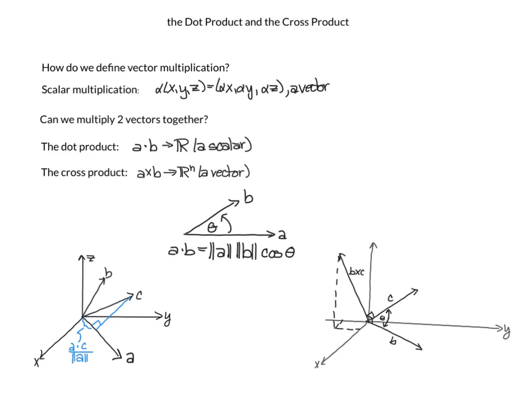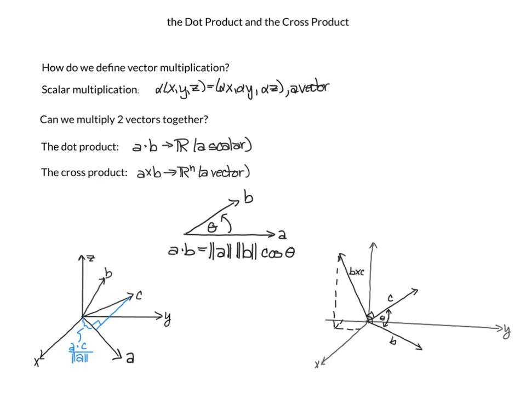In our last video, we talked about adding two vectors together, and we also talked about multiplying a vector times a scalar. So if we had a scalar alpha multiplied times the vector x, y, z, we just multiplied each component by alpha to produce alpha x, alpha y, alpha z, another vector.